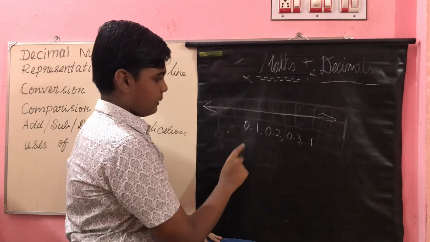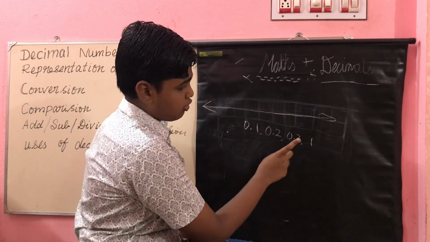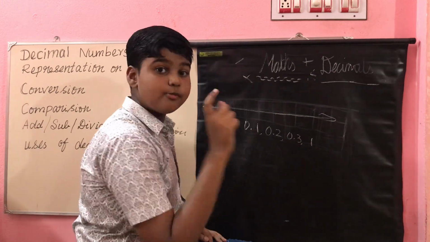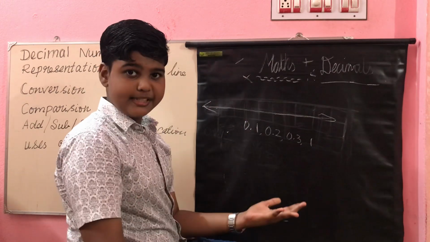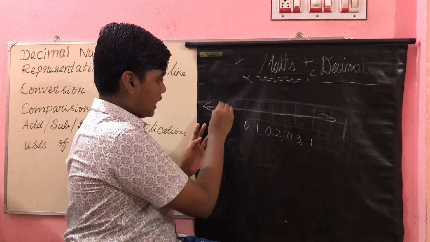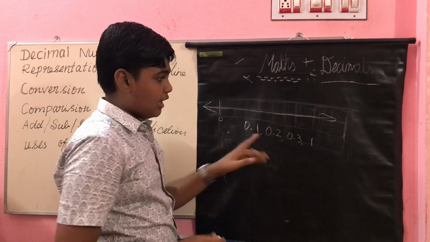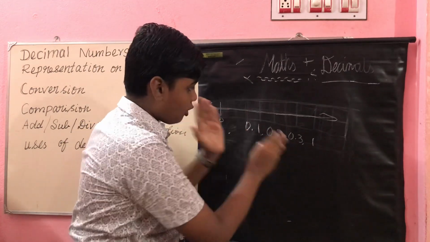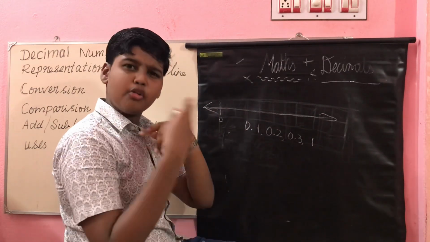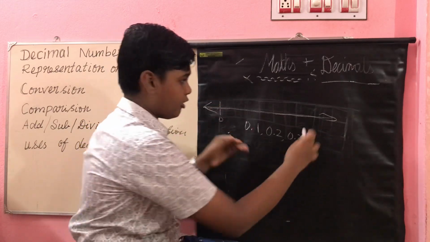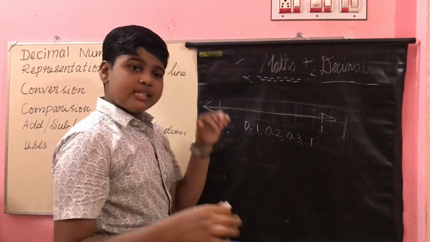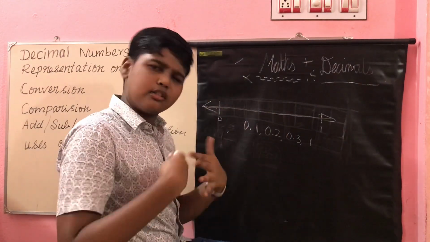So here I'm going to represent 0.1, 0.2, 0.3 and 1. 1 means 1 whole. So how can I represent it? First thing is, divide it into two parts. First see the wholes. Here 0 and 1. So you need to divide it between 0 and 1. If it's higher, you can divide it into 2, 3, and it goes on.